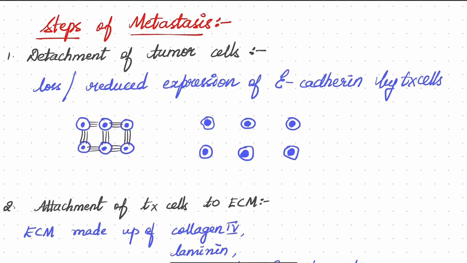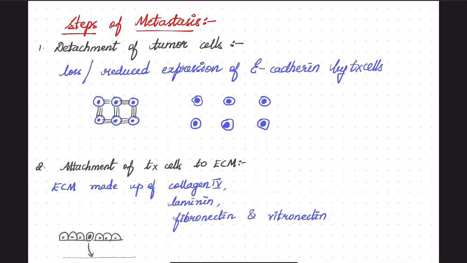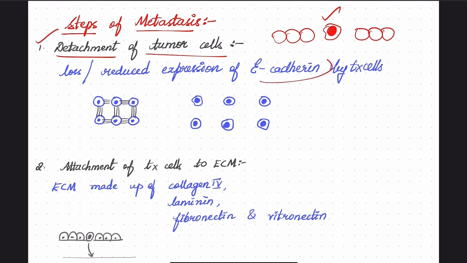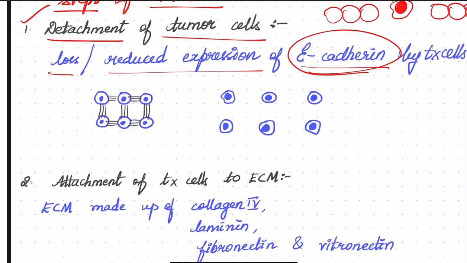Let us study the steps of metastasis one by one. Firstly, the detachment of tumor cells. Now, as we have said, they're tightly bound to one another. The neoplastic cell separates out. One of the cells, which is a neoplastic cell, separates out. It has detached from the neighboring cells because of, as I said, E-cadherin being the culprit. Loss or reduced expression of E-cadherin.